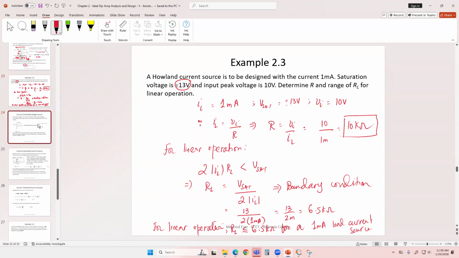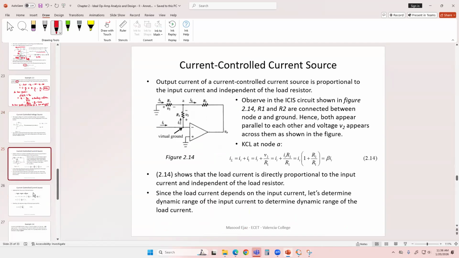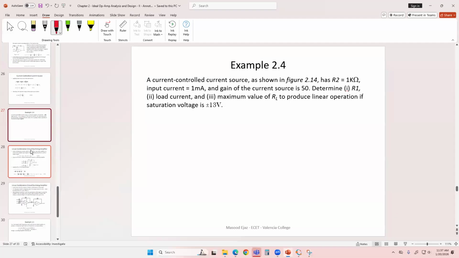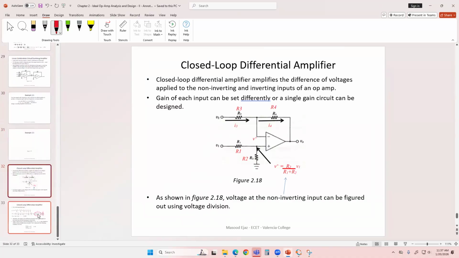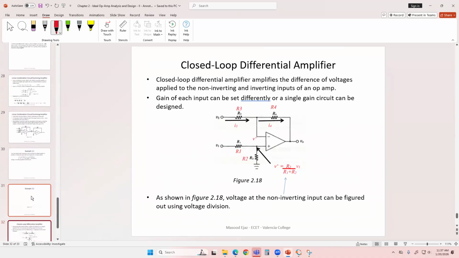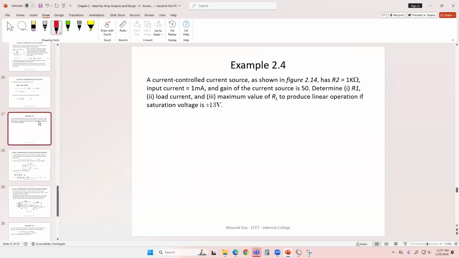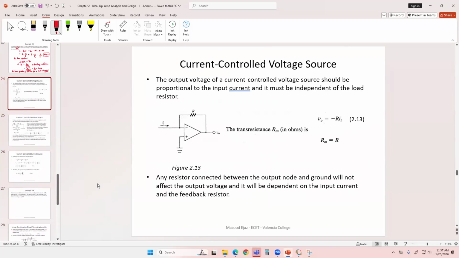So next we have to discuss, let me see, current controlled voltage sources, linear combination circuits, closed loop differential amplifier. We have a few more circuits to discuss, and we also have a lab that we are doing. So I think we can discuss it next week and then do the lab next week as well. Is there any question, by the way, so far? Okay, I'm just going to stop recording and then we'll discuss.